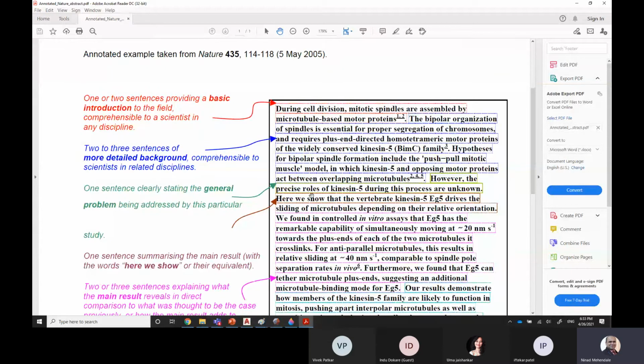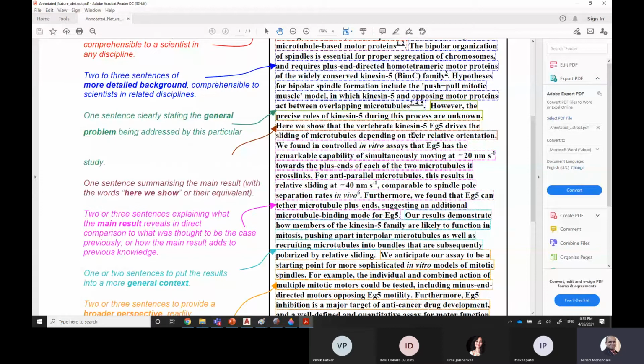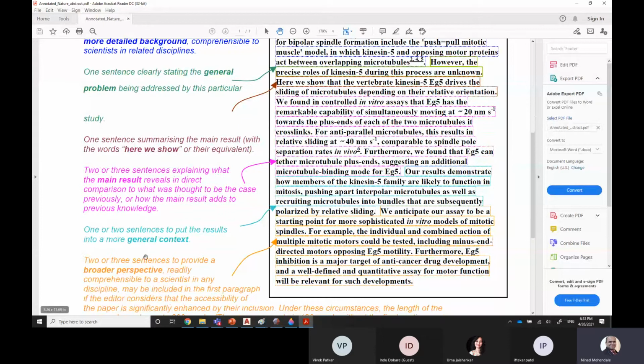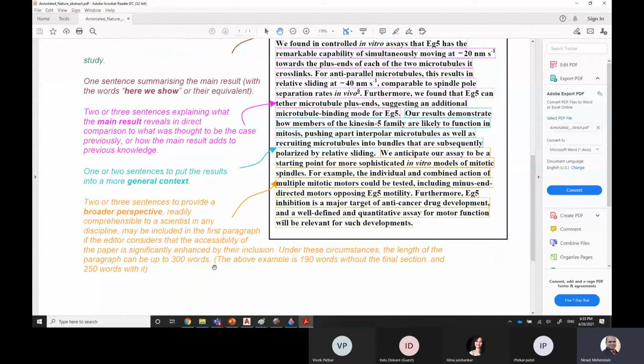Next comes what you have done. This is the methodology section summarized in 1 line. What was your method that was done? That's it. Then come the results. Results can be in 2 or 3 lines, preferably 2 lines, ideally 1 line. So you explain what you achieved. Then comes the general context. That is, what is the final conclusion in 1 line, and then the broader perspective. So where your research is finally going to be used.